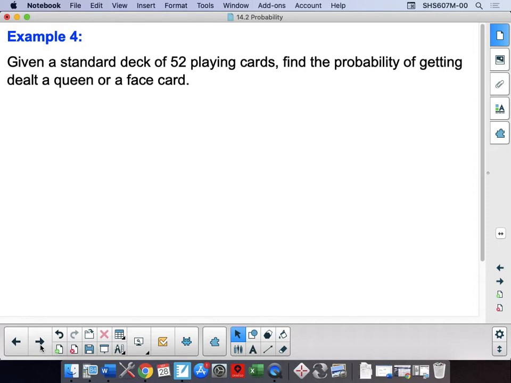So 52 cards again. Probability of getting dealt a queen or a face card. It's non-mutually exclusive. Do queens and face cards have any overlap? Yes, they could be the same. So how would I figure it out? This isn't too bad. Now we just have to figure out the probability of getting a face card, and that's 12 over 52. And minus 4 over 52, so that's 8 over 52.